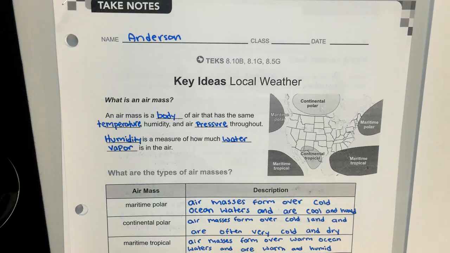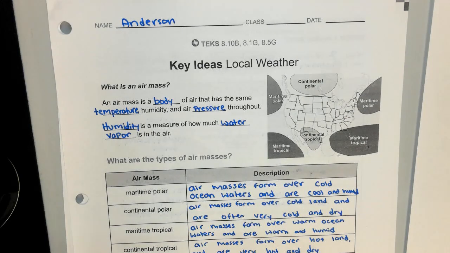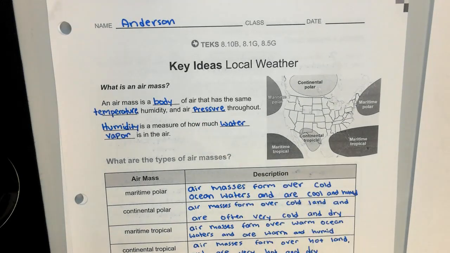Okay, and so go ahead and start by making sure you have everything written down up here about air masses. Air mass is just a body of air that has the same temperature, humidity, and air pressure throughout. You might recall that humidity is just a measure of how much water vapor is in the air.